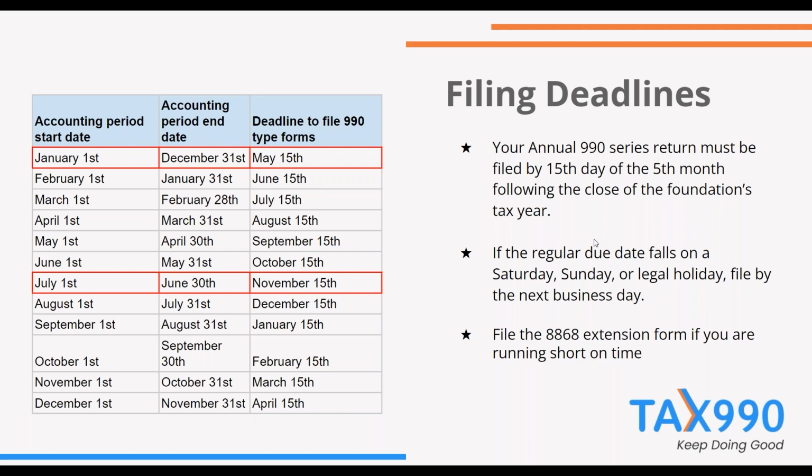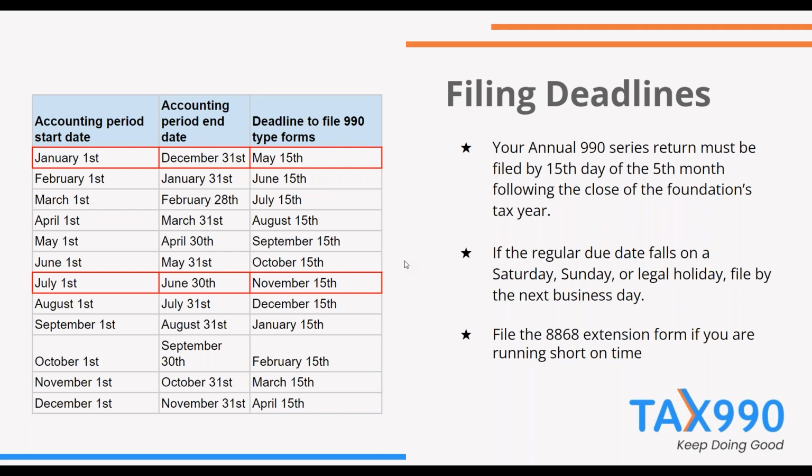So your annual 990 series return must be filed by the 15th day of the 5th month following the end of the organization's tax year. So right now, as I mentioned, we're focusing on November 15th. However, we're also focusing on the October 15th deadline, but because October 15th falls on a weekend, it's moved to October 16th. So if the 15th day of the month falls on a weekend or federal holiday, the deadline's moved to the next business day.